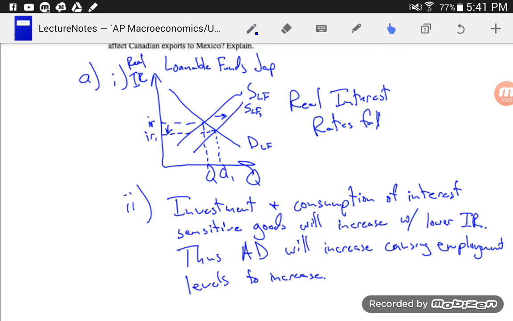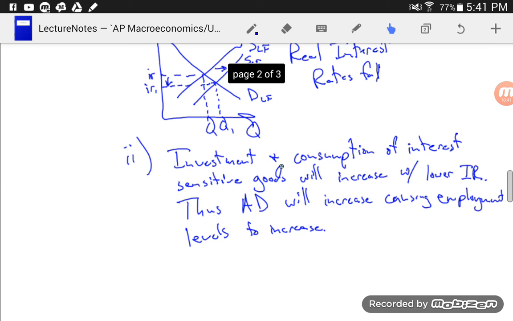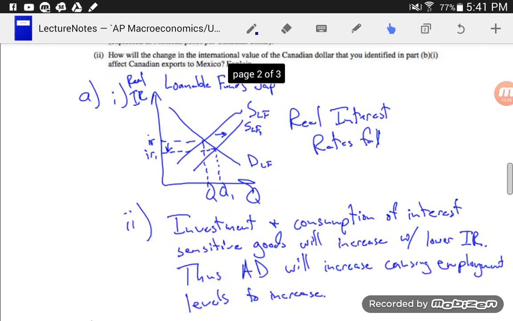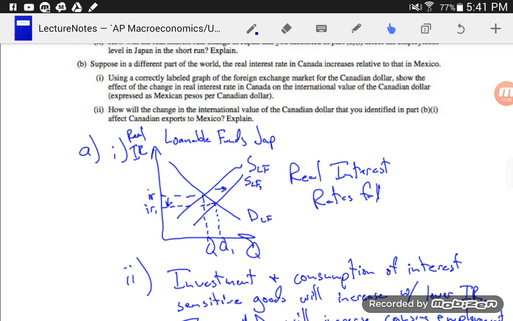Or you could say for unemployment to decrease. All right, part B. I got to go back up and read the question here a second. Part B. Suppose in a different part of the world the real interest rate in Canada increases relative to that in Mexico. Okay, well that makes me think more people are going to want to invest in Canada because they have higher interest rates, which means people are going to want more Canadian dollars.